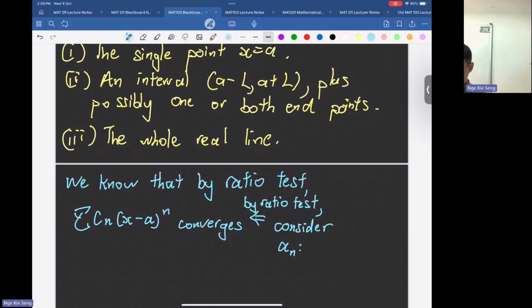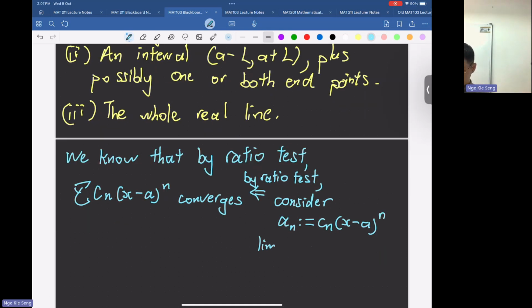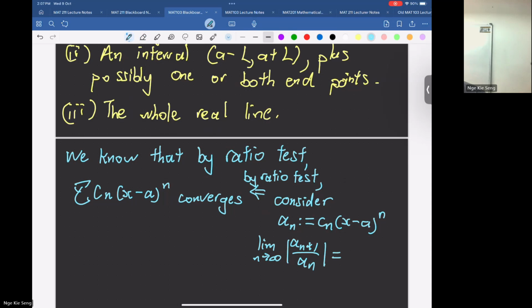Consider a_n to be c_n times (x minus a) to the power n. Okay, so what's the limit here? The limit of a_(n+1) over a_n is what? We need to make sure that this limit here is less than 1. Is it less than 1? Does it need to be greater than 0 now?